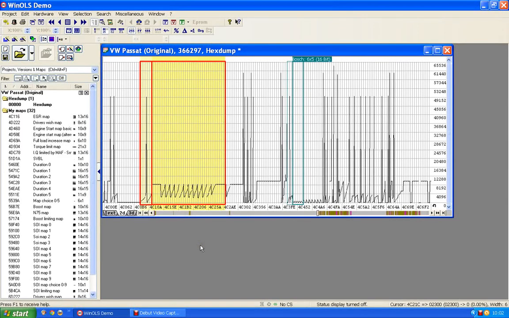Okay, what I'm going to do in this video is take a closer look at one of the maps, and I'm going to pick what's commonly known as the EGR map. This is the EGR map. It's a Passat EDC 15 1.9 turbo diesel, and it's the same map that I identified in some of the previous videos if you've watched any of those.